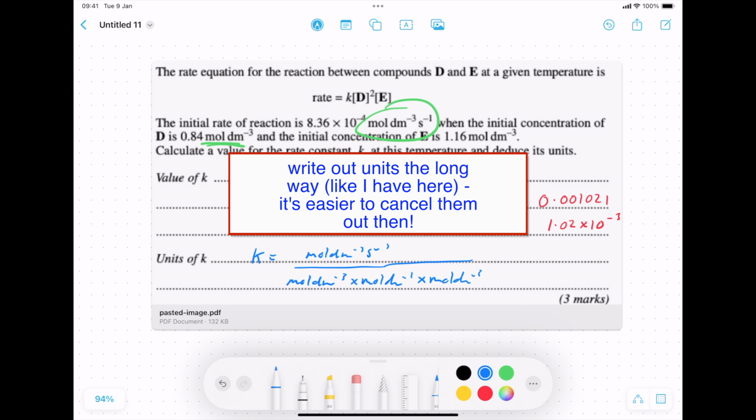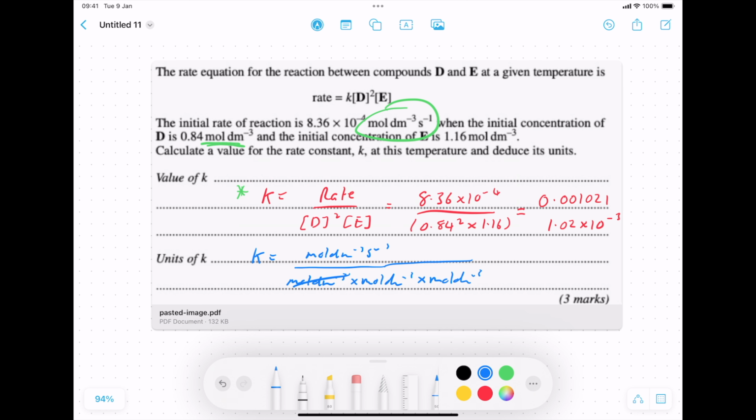So now we can cancel out top and bottom. So 1 moles dm cubed with that one, and you can see we're left with s to the minus 1 over moles per dm cubed times moles per dm cubed, which is going to be moles squared dm negative 6. Because dm to the minus 3 times dm to the minus 3 is dm to the minus 6. Remember, you have to add the indices.